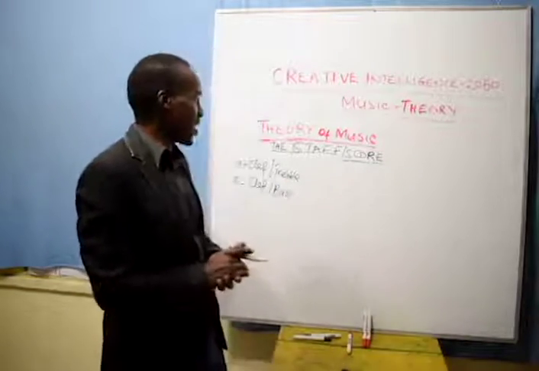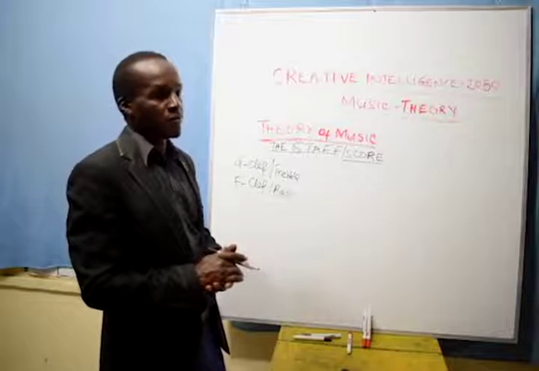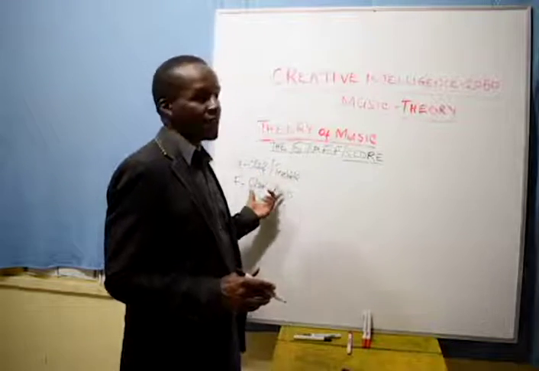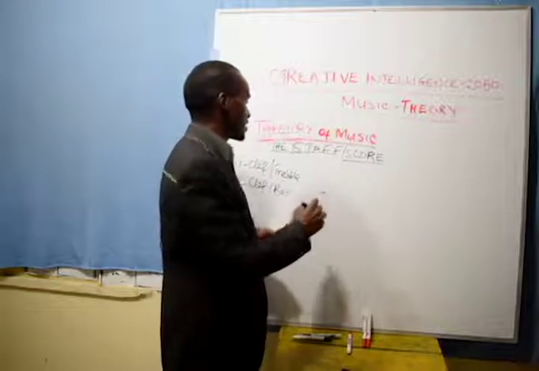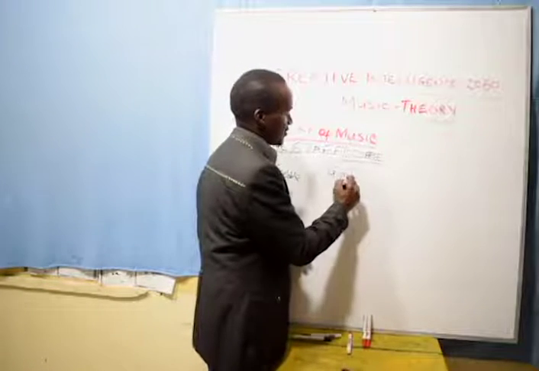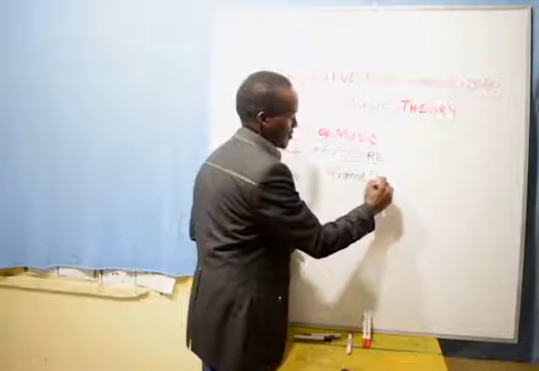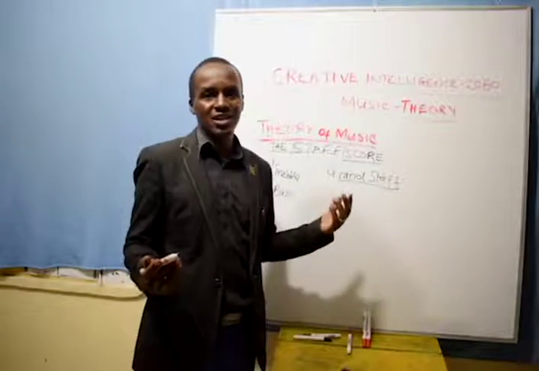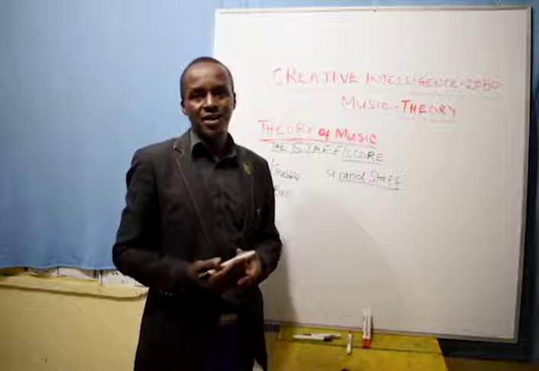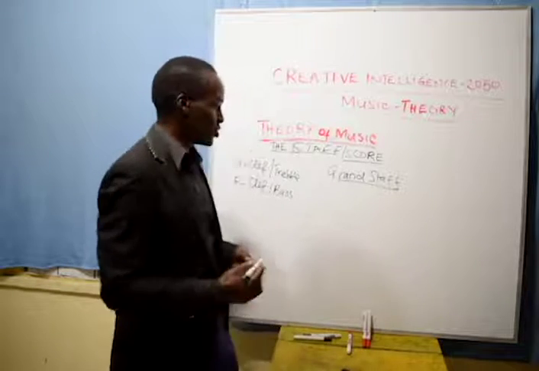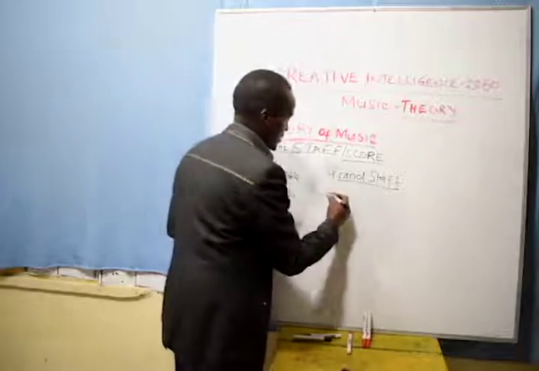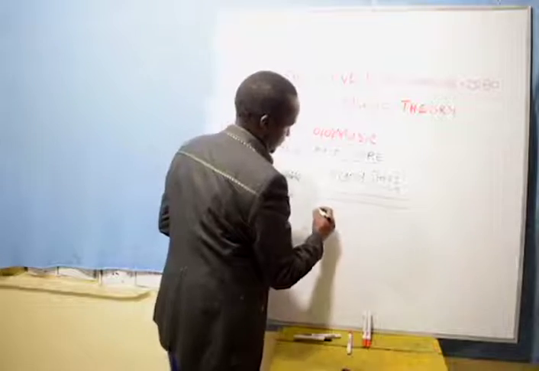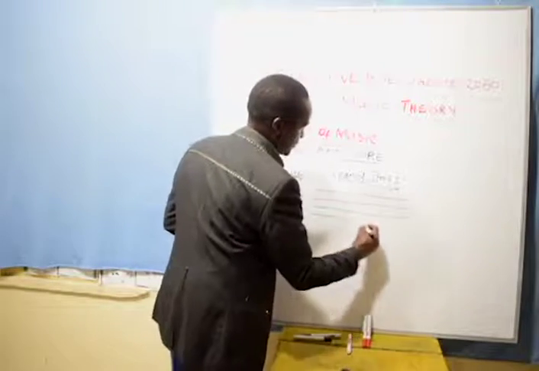So we want to see how we can combine two of them. Most of the time when you combine the G clef and the F clef, you come up with a product that is called the grand staff. So what is a grand staff? A grand staff is a combination of the G clef and the F clef or the bass clef. And that is what we are going to do today. Very quickly we want to draw a miniature of G clef and F clef, two of them.